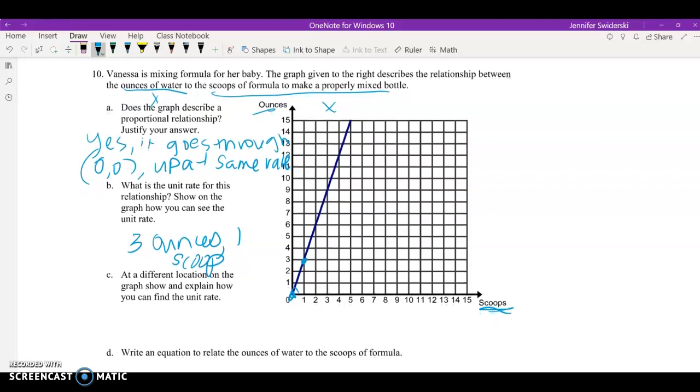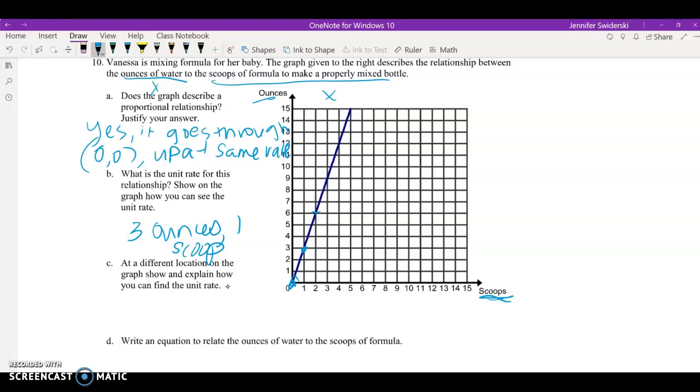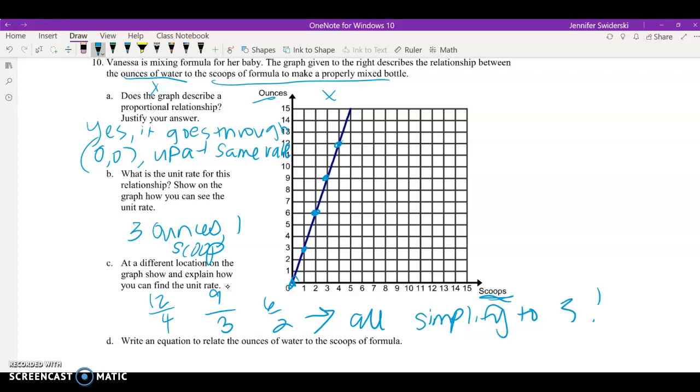At a different location on the graph, show and explain how you can find the unit rate. Well, I'm just looking for pretty points, right? So here's one right here, there's one here, there's one here. And if I write those points as my y over my x, I have 12 over 4, right? Because it's 4 comma 12. I have 3 comma 9, or 9 over 3. I have 6 over 2. And these all will simplify to the same thing, 3, my unit rate.